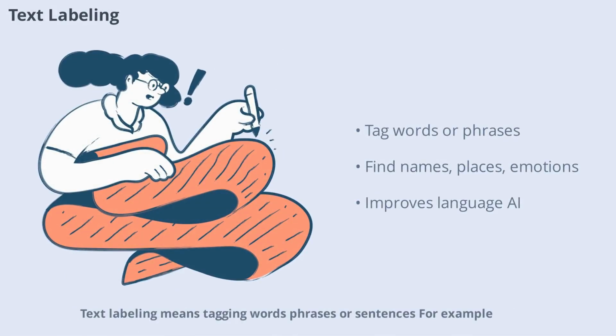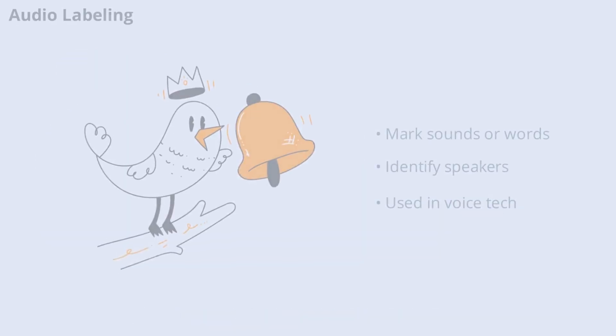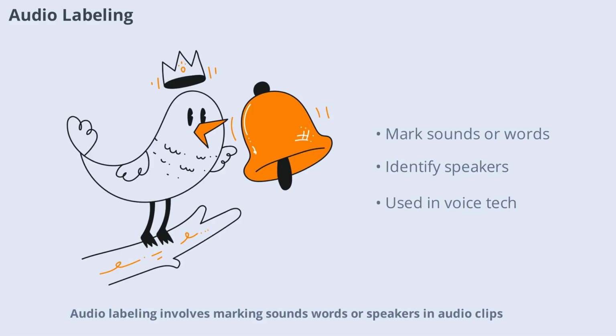Text labeling means tagging words, phrases, or sentences. For example, highlighting names, places, or emotions in a sentence. This helps AI understand language, power chatbots, and improve search engines. Audio labeling involves marking sounds, words, or speakers in audio clips. For example, labeling when someone says hello or identifying different speakers. This is vital for voice assistants and transcription services.